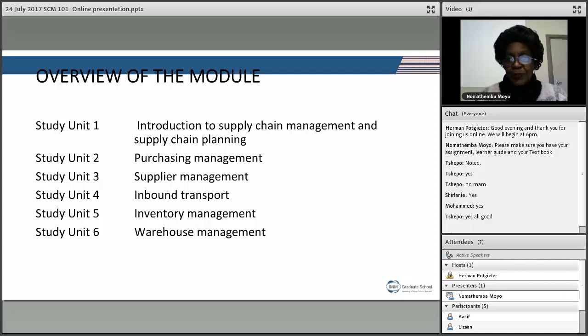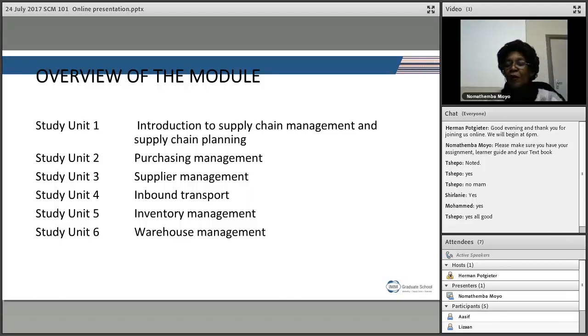Study Unit 2 talks about purchasing management, which is procurement. What is it that we look at when we are purchasing? How do we do it? It's a management, like supply chain management, meaning that it has to have all the principles of management. Then Study Unit 3 talks about the supplier management, the people that we purchase from, the people that supply raw materials and components to us as a focal organization.